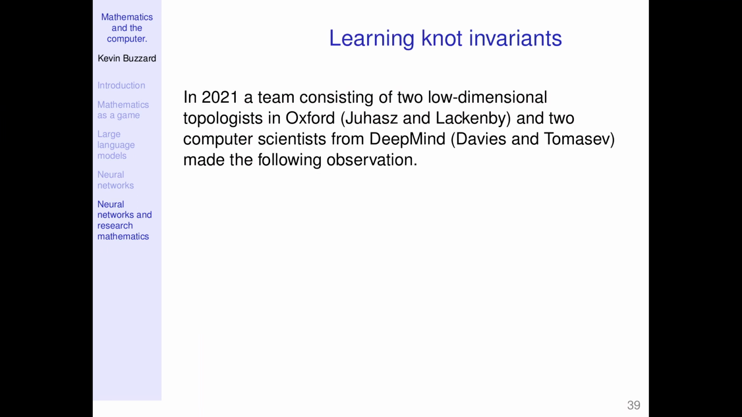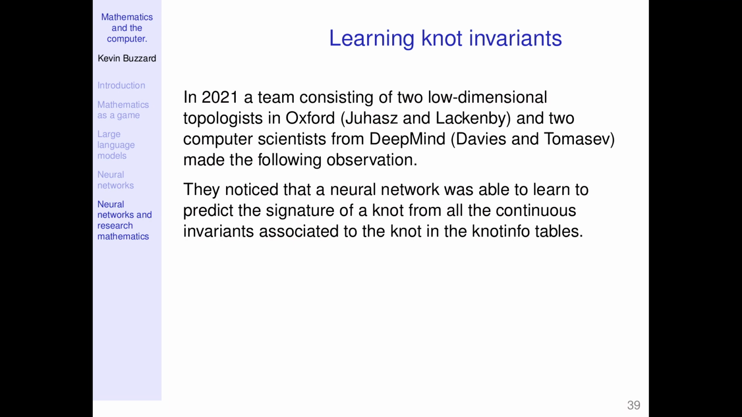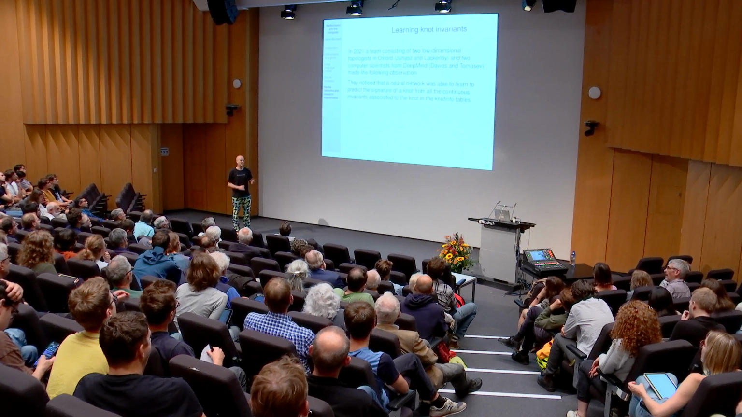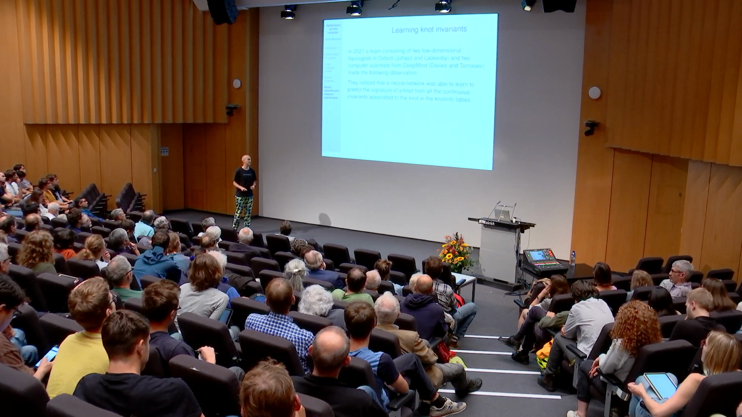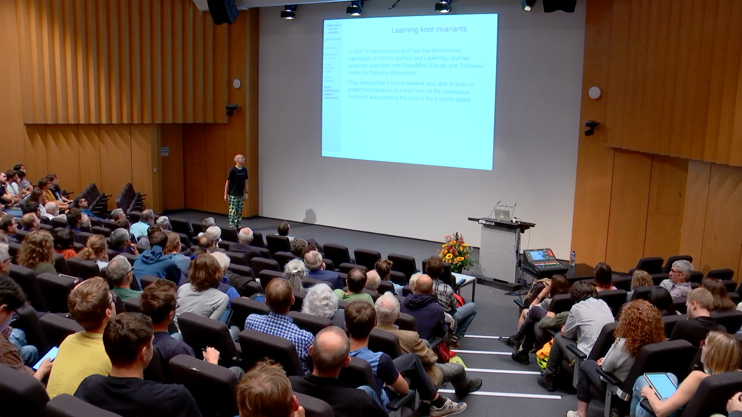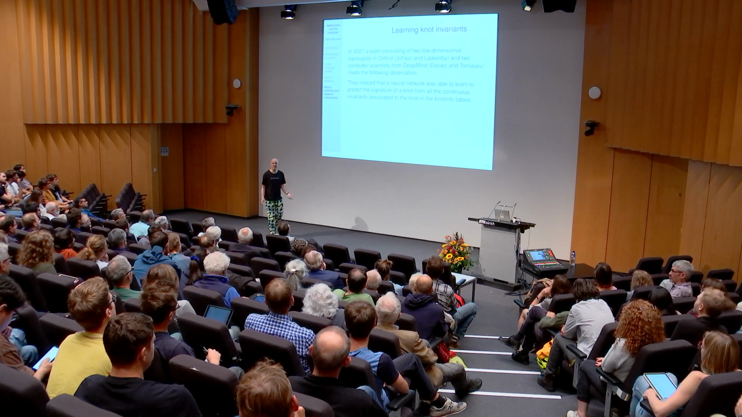And in 2021, a team consisting of 2 low-dimensional topologists and 2 computer scientists started investigating these tables. What they noticed was that they took one of the discrete invariants, the signature of a knot, and they took all of the real invariants, and used those as their inputs to train. So given a knot, we work out these 15 real numbers attached to this knot. Those are the input, and the output is the signature, this integer. They trained their neural network, and is that even stable?